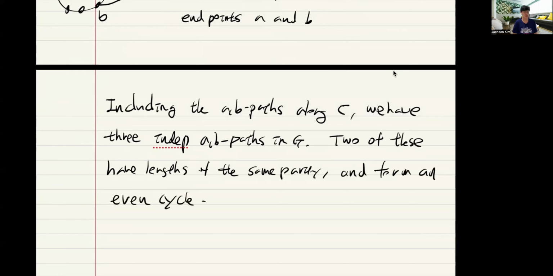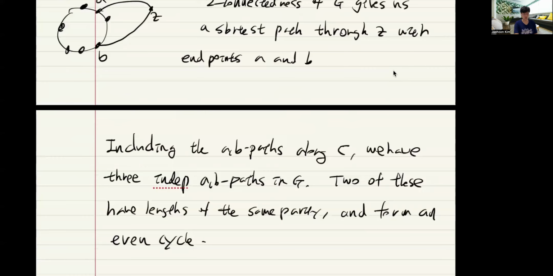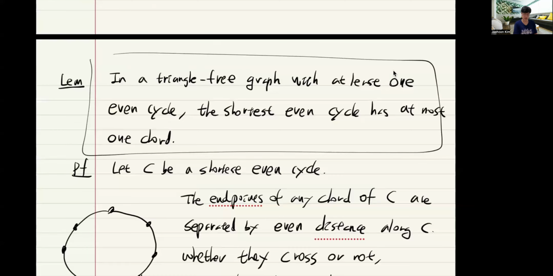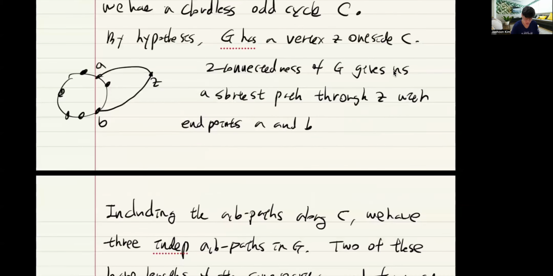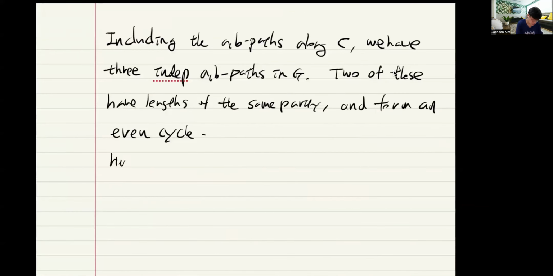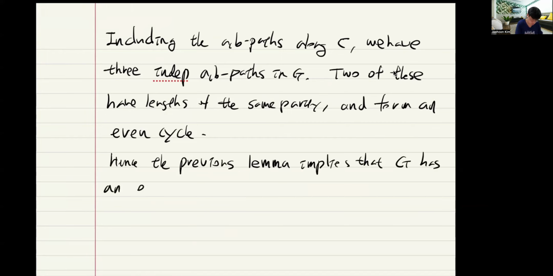So what did we show? It has at least one even cycle. Then what was the previous lemma? The previous lemma said that if you have a triangle free graph with at least one even cycle, a shortest even cycle has at most one chord. So we just showed that this is a triangle free graph with at least one even cycle. Hence, the previous lemma implies that G has an even cycle with at most one chord.